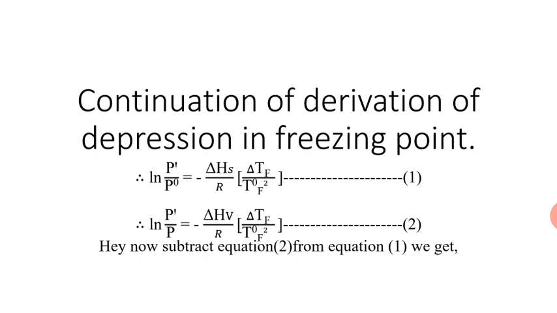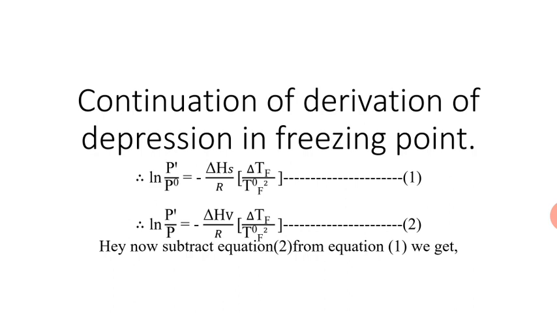In our last video we have seen ln p' upon p0 is equal to minus delta Hs upon R inside the bracket delta Tf upon T0f square. This is our equation number 1. Again, ln p' upon p is equal to minus delta Hv upon R inside the bracket delta Tf upon T0f square, and this is equation number 2.